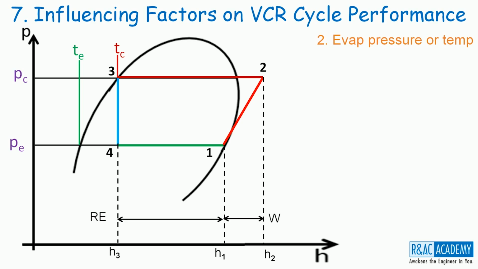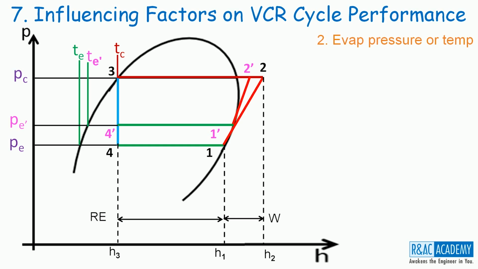Let us now increase the evaporating pressure from PE to PE dash. That automatically increases the evaporating temperature from TE to TE dash. As the evaporating pressure is increased, the pressure ratio decreases. Let us now plot the VCR cycle for these new operating conditions.